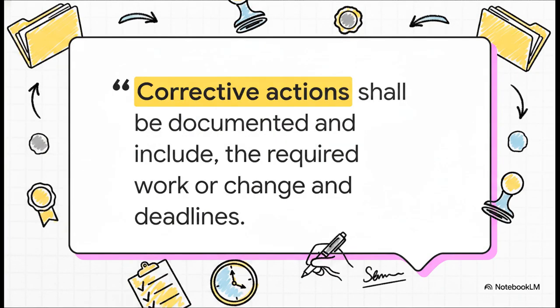The guidelines are super clear on this. To quote the text directly, corrective actions shall be documented and include the required work or change and deadlines. These records have to be maintained on site, updated according to procedure, and signed by assigned personnel. If it isn't documented, well, as far as an auditor is concerned, it simply never happened. Your paperwork is the backbone of your compliance record.